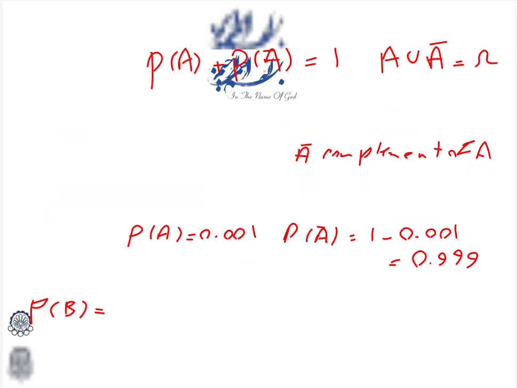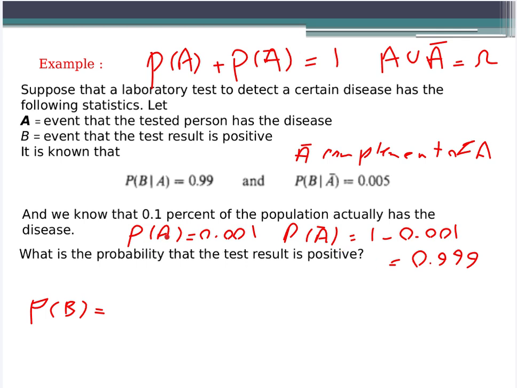Let's go back to the example. The probability of A is equal to this because the problem says so, and the probability of A bar is equal to this value. Any question? No question? Okay. Now, what's the probability that the test result is positive? Event B means the event that the test result is positive. So we should compute the probability of B.